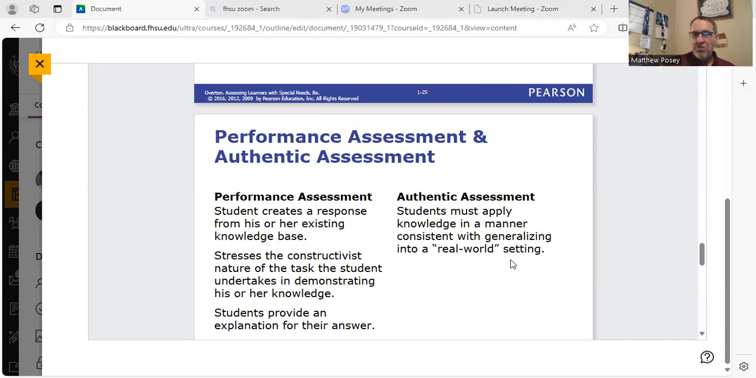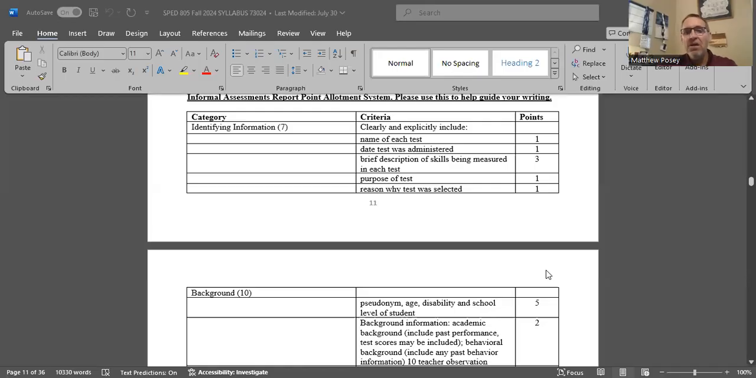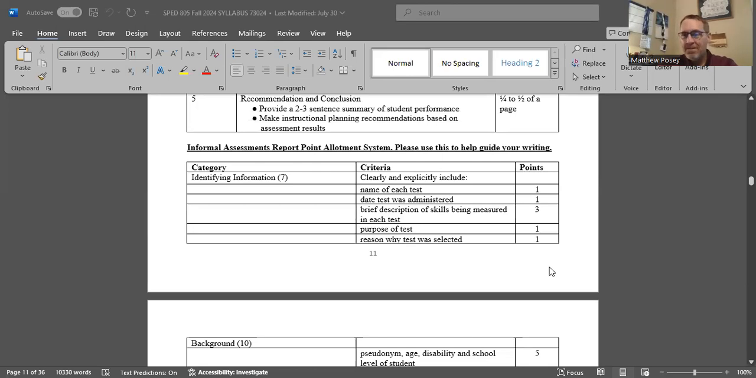Another thing I want to share with you quickly, I'm going to switch over to the syllabus to share the point structure for this particular assignment so you have an idea what we're looking for. Remember, everything you're doing is going to be individual based. If you go into your course syllabus, starting at the bottom of page 11, you'll see the rubric and point system that's allotted for this assignment.